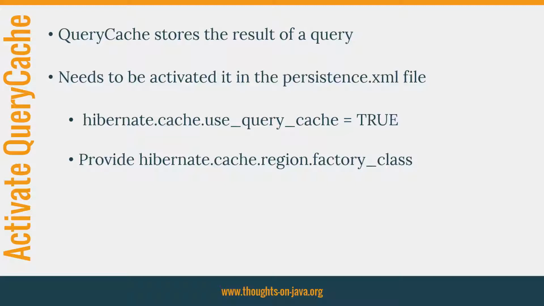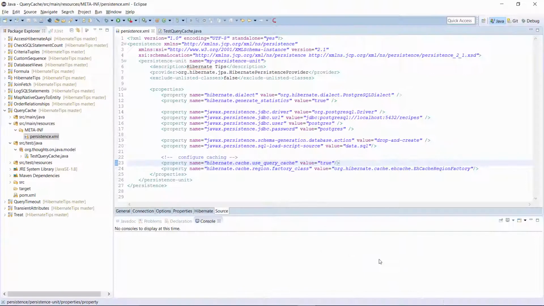Before you can use it, you need to activate it in the persistence.xml file by setting the parameter hibernate.cache.useQueryCache to true, and by defining the hibernate.cache.region.factory class you want to use. Here you can see an example of a persistence XML file with the QueryCache configuration. The hibernate.cache.useQueryCache parameter is set to true, and I use the ehcache region factory as the region factory class.